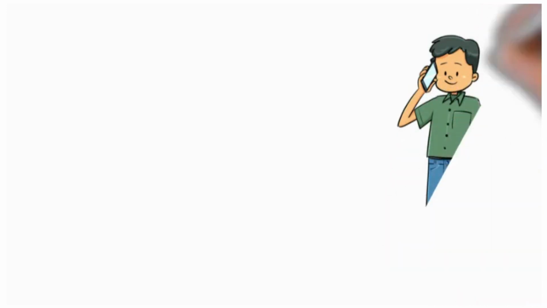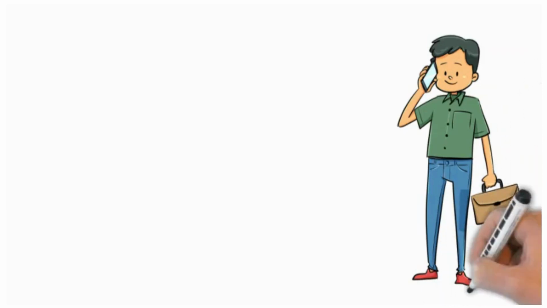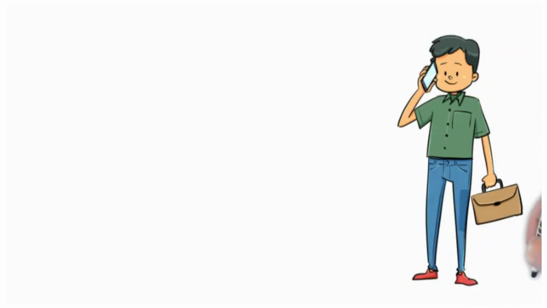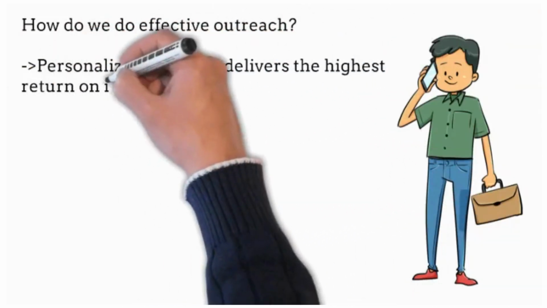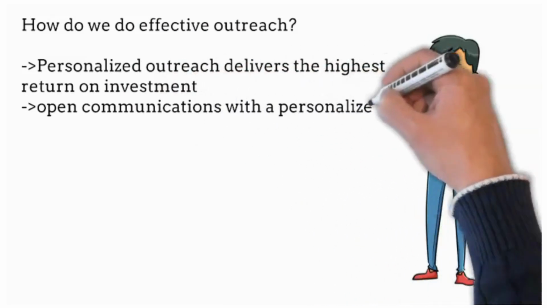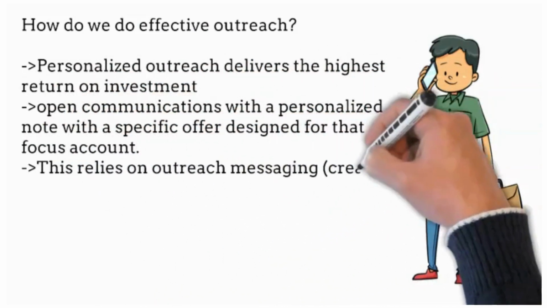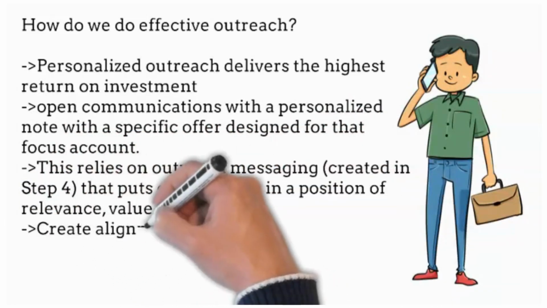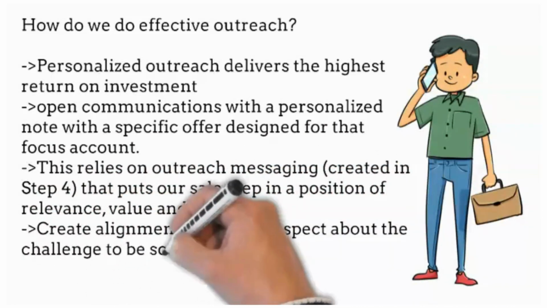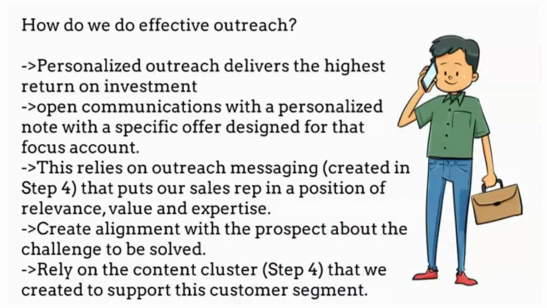Okay, so how do we do effective outreach? It's based on personalized outreach that delivers the highest return on investment. We want open communications with a personalized note with a specific offer designed for that focus account. This relies on outreach messaging, which we already created in step 4, and that puts our sales reps in a position of relevance, value, and expertise. It's here where we create alignment with the prospect about the challenge to be solved. Rely on the content cluster we created in step 4 that we created specifically to support this customer segment as part of the outreach campaign.